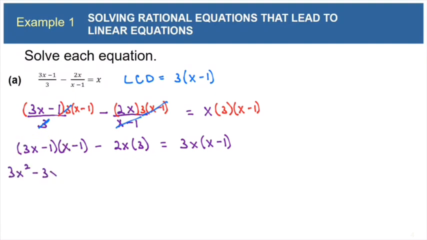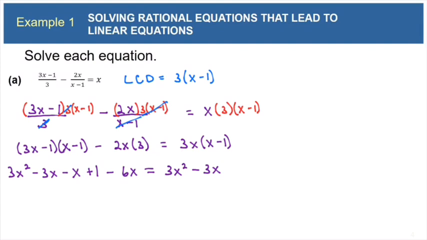Outer times outer is going to be minus 3x. Inner times inner is going to be minus 1x. And last times last is going to be plus 1. Now on this next term, all we have is minus 2x times 3, so we can write that as minus 6x. And on the right side, we're distributing the 3x. So 3x times x is 3x squared, and 3x times minus 1 is minus 3x.